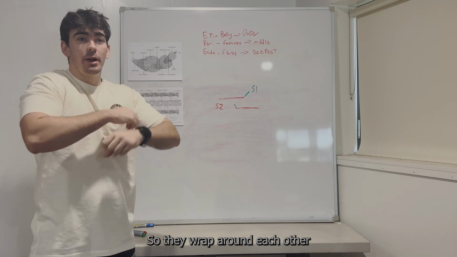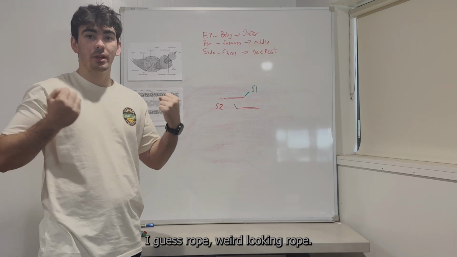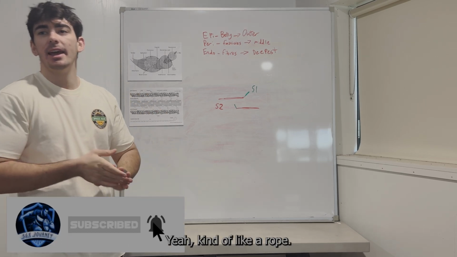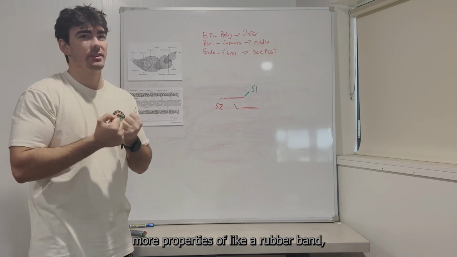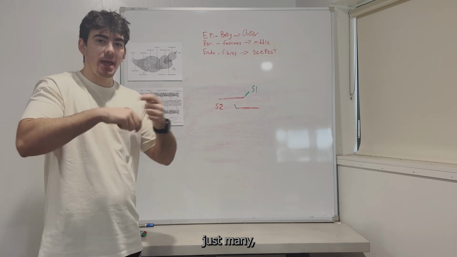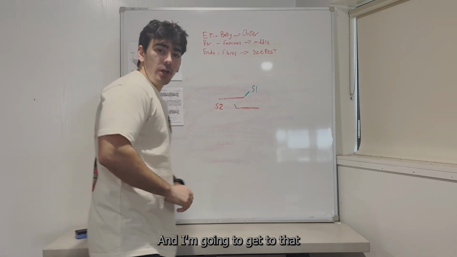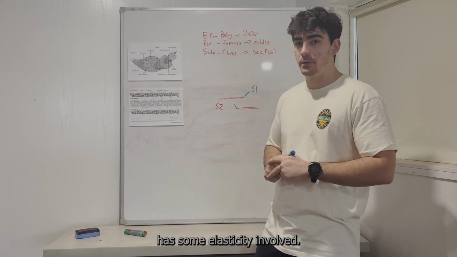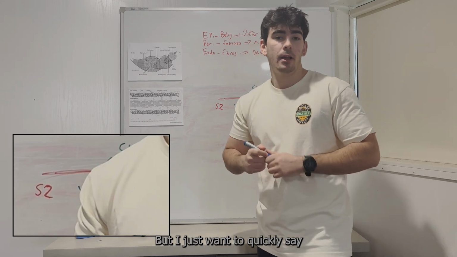So they wrap around each other and you get this big, weird looking rope. Kind of like a rope, but it has properties other than a rope. More like a really strong rubber band, or you could say many rubber bands wrapped together. I'm going to get to that because this S2 segment has some elasticity involved, and that's where the rubber band analogy comes in.